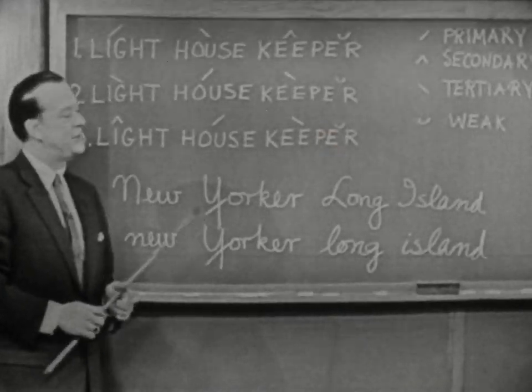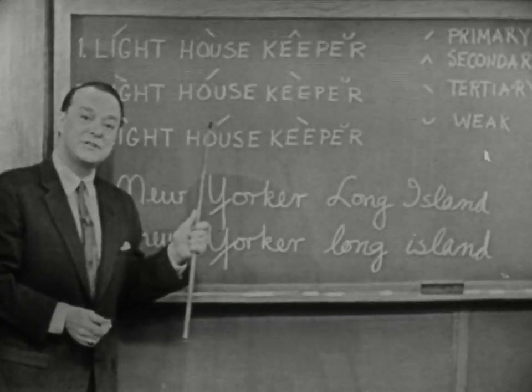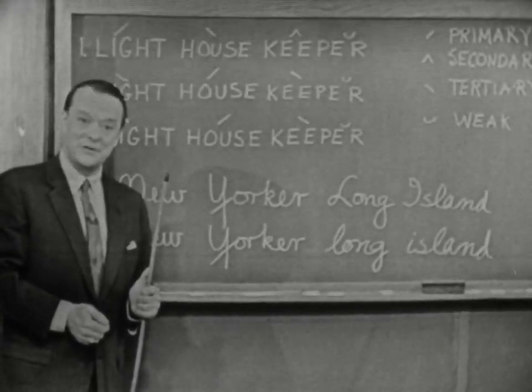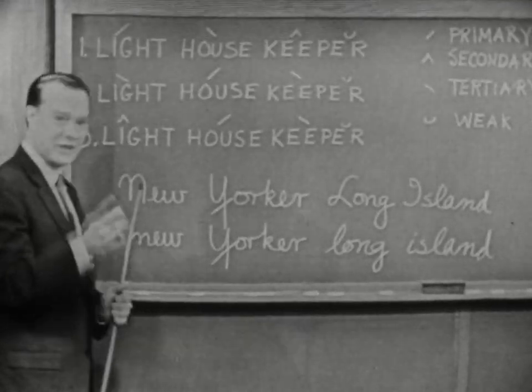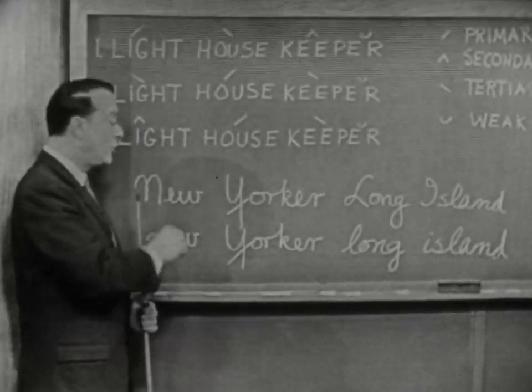Well, you might say, gosh, I'll never hear those differences. I'll tell you one thing. You learn to distinguish these 4 degrees of stress when you're about 2.5, if you're physiologically normal. Okay, let's get another series of examples. New Yorker. Everybody knows what a New Yorker is.